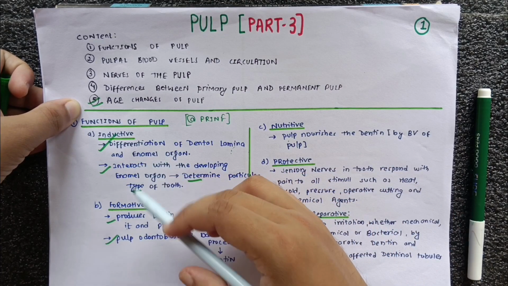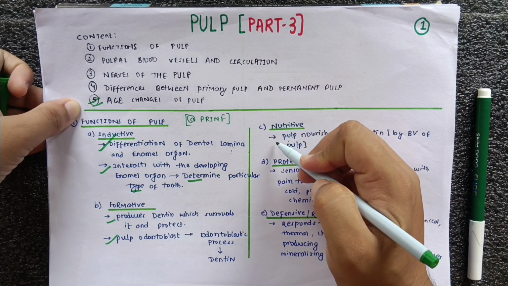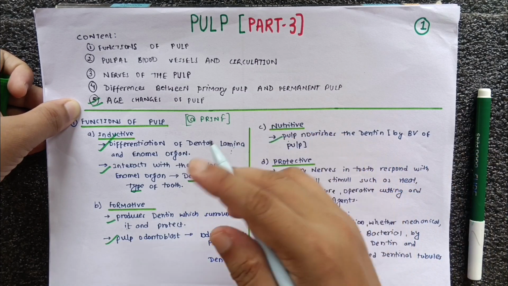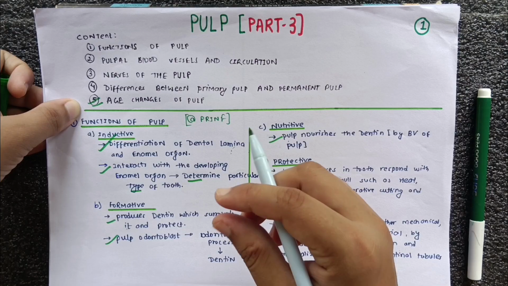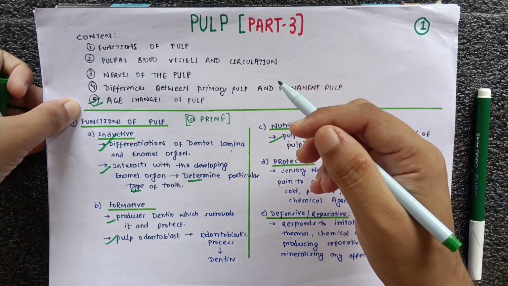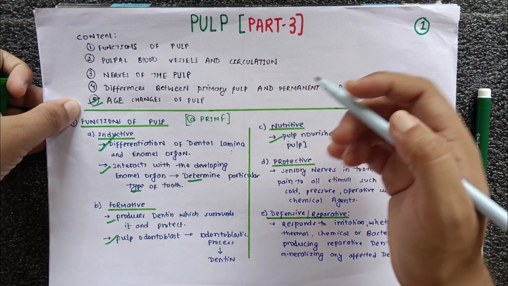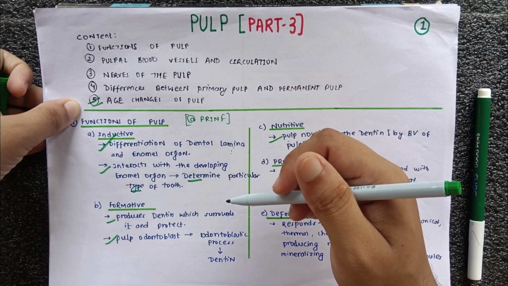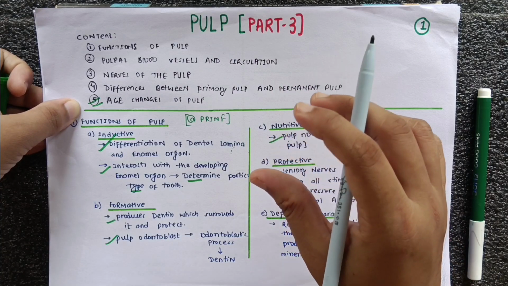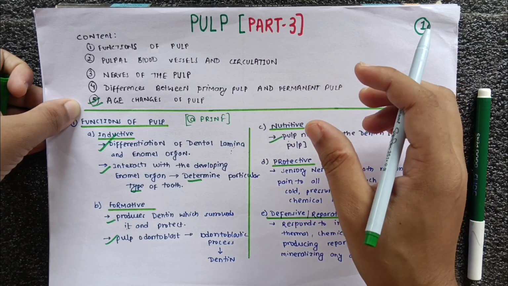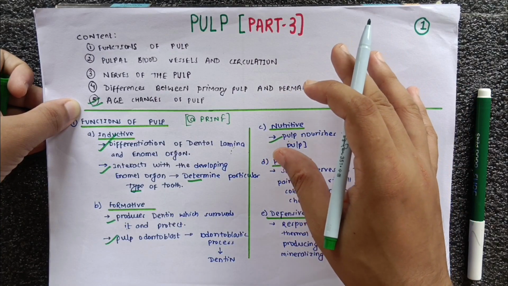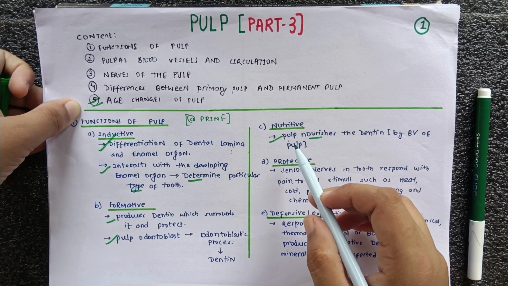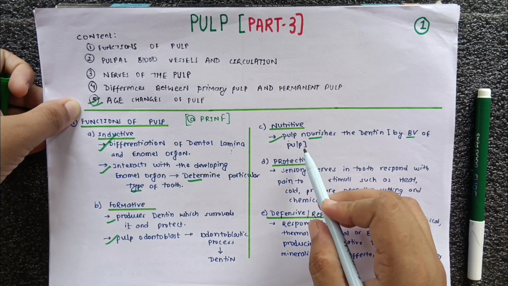After the inductive function and formative function, we have the nutritive function. In the nutritive function the pulp nourishes the dentin by the blood vessels of the pulp. In the dentin video I think I have told you that the dentinal lymph or dentinal fluid present in the dentinal tubule is an ultrafiltrate of the plasma, and the plasma comes from the blood vessels of the pulp. Those plasma contain proper nutrition, so there is a diffusion of the nutrition from the dentinal tubules to the surrounding dentin, and that nourishes the dentin. So the nutritive function comes from there: the pulp nourishes dentin by the blood vessels of the pulp.